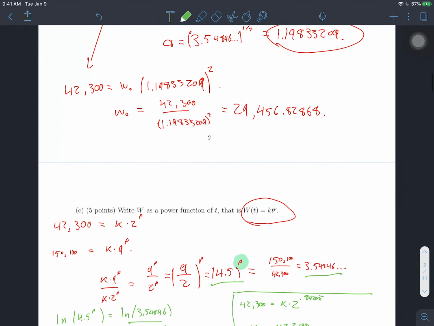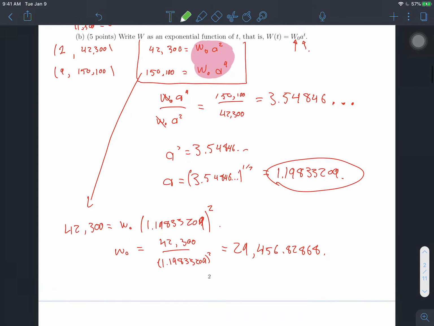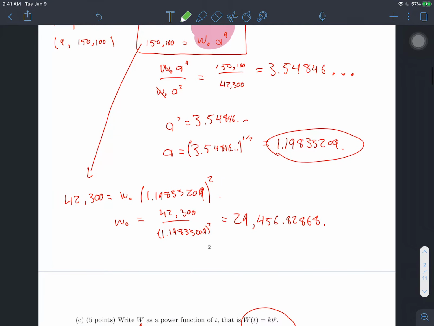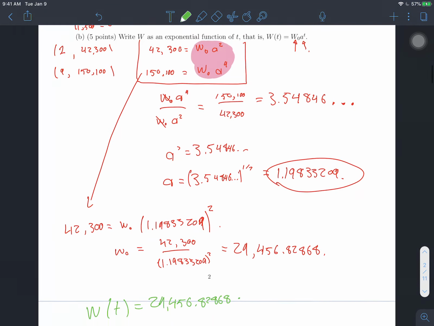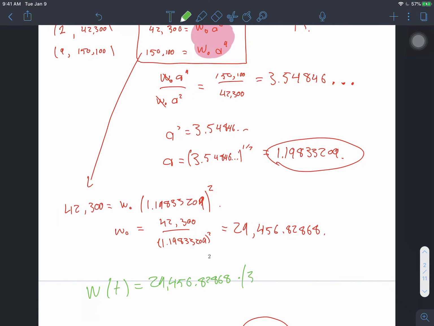Okay, and I haven't been a very good student, because what I should have done at the end of each of these problems is written the equation that it should be. For this one, W of t should be equal to, we decided W naught is 29,456.82868, and we should multiply that times A, which we decided is 1.1983329 to the power t.